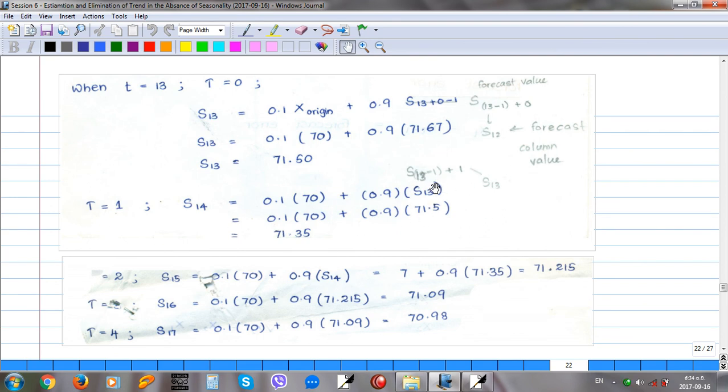Then S13 is, now you know that S13 is 71.5 we found. Then you can substitute here. Likewise, and then here S14 we found, S14 is 71.75. Likewise, you can find the other values also, right?